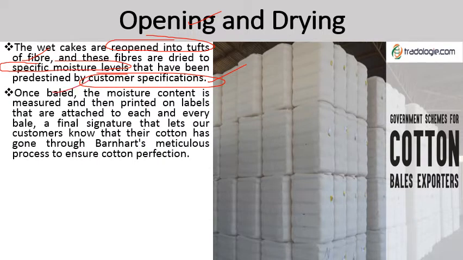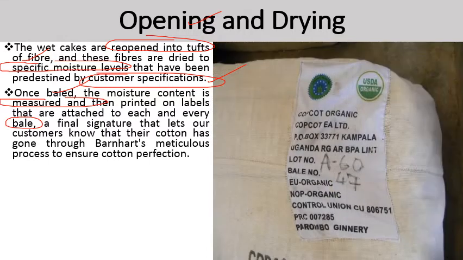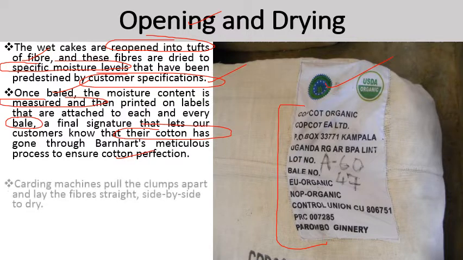Once baled, the moisture content is measured and then printed on labels that are attached to each and every bale. जो बेल होती है उसके ऊपर एक ऐसा टैग लगा दिया जाता है जिसमें सारी इंफॉर्मेशन इस कॉटन के बारे में दी होती है. A final signature that lets our customers know that their cotton has gone through Barnhart's meticulous process to ensure cotton perfection. तो इसमें सारी डिटेल दी जाती है कि जो कॉटन प्रोसेसिंग है that is done through the proper steps that are required for the best quality cotton.